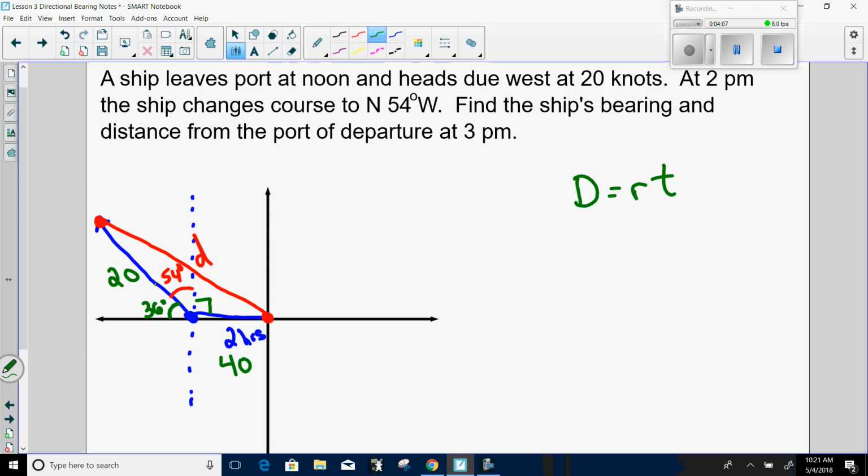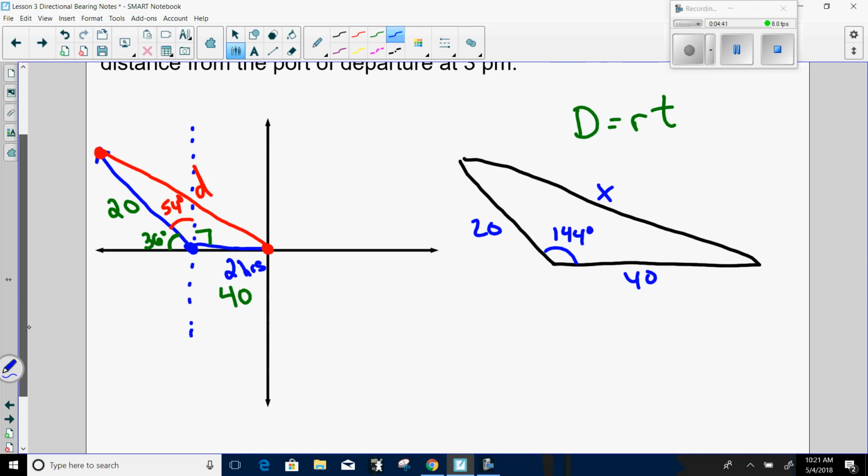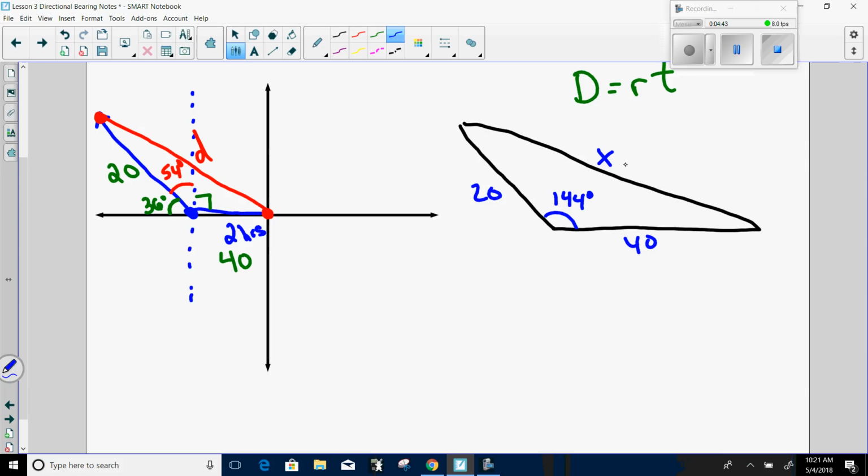So now you have this triangle. We have some information. Sometimes the easiest way is to transpose it over here, so I'm going to draw this triangle over here. We know that this is 40, and this one here is 20. This angle right here is 144. So this is a non-right triangle. We're trying to figure out this side length over here. Well, we're going to have to use law of sines or law of cosines. In this case, we're going to have to use law of cosines.